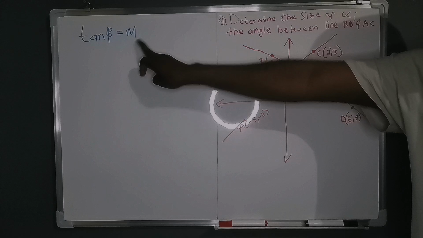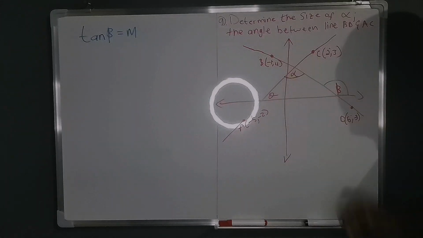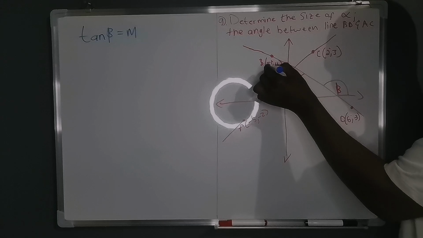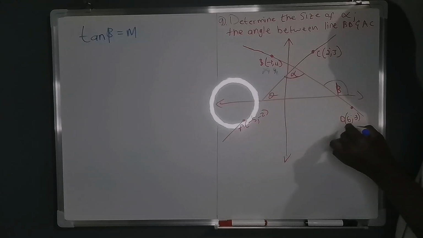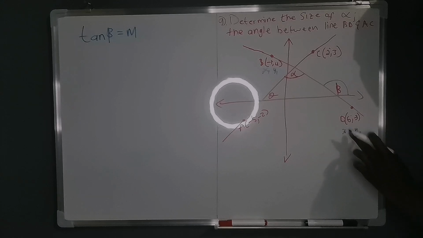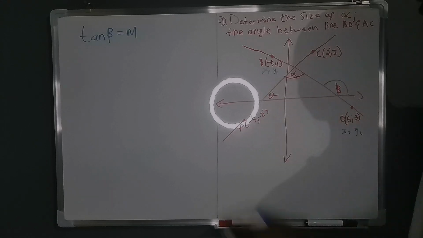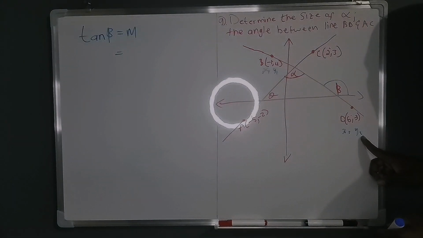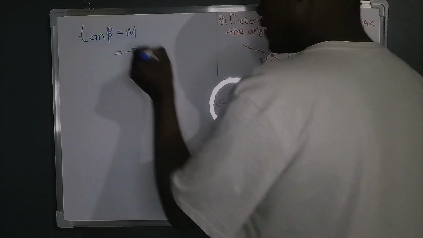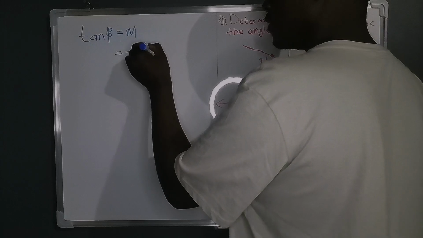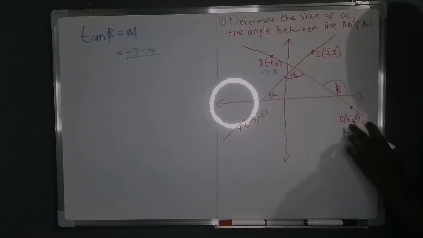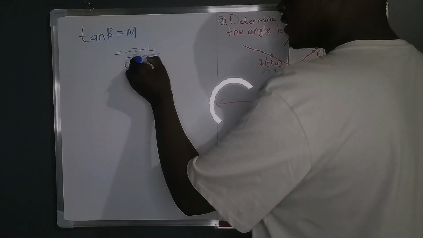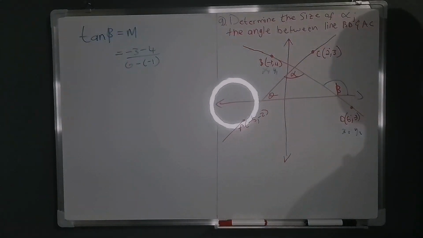Remember, m for gradient. Then line BD, I can name these coordinates x1, y1, x2, y2. Basically, for D, -3 is my y2, then 4 is my y1. Remember, for gradient, we need that. Let us label our coordinates. y2 is -3, so -3 minus 4, all divided by 6 minus -1. I hope you understand what's happening here, guys.